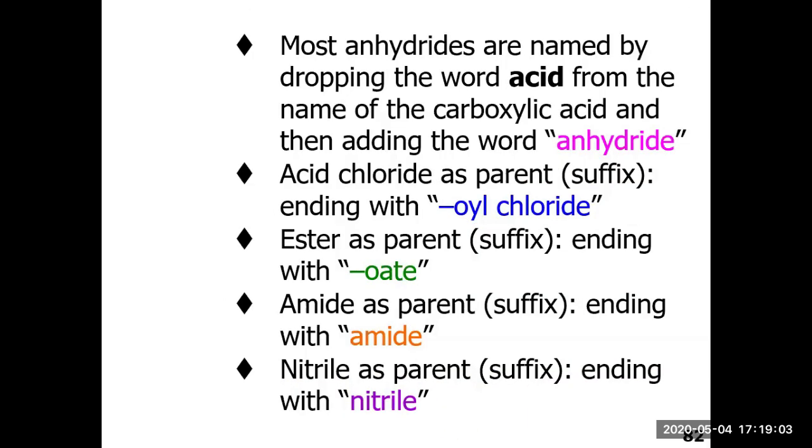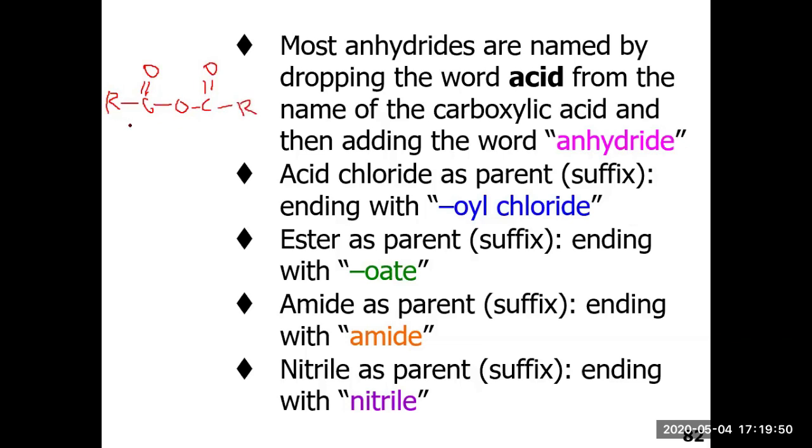Now, how do we give names for the carboxylic acid derivatives? But before that, we should know how to recognize carboxylic acid derivatives. Let's start off with what we call anhydrides. Anhydrides are organic molecules containing the acyl group, such as this one, and you have here an oxygen, and this oxygen is bonded to another acyl group. So we have here what we call anhydrides.